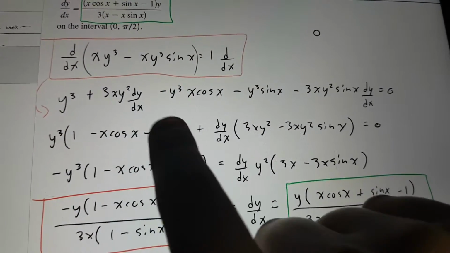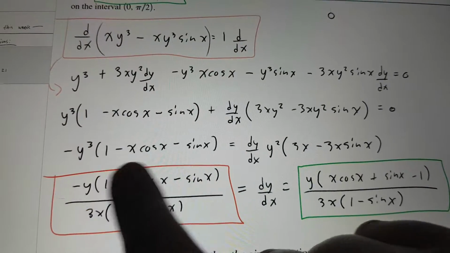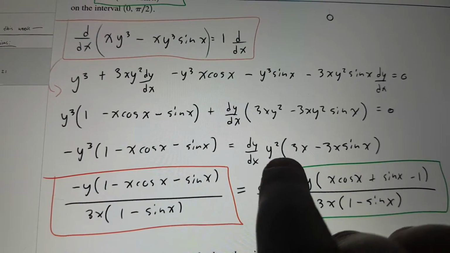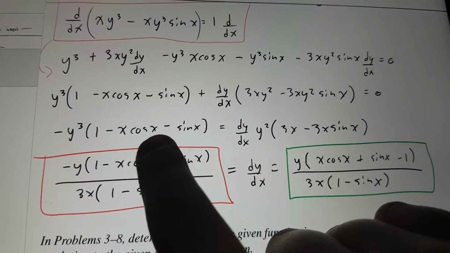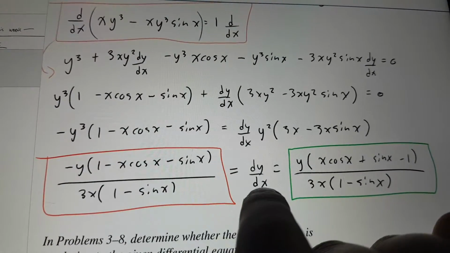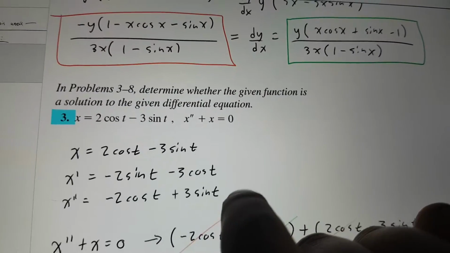Plus, and I'm also going to factor out the y prime terms. And then I'm going to get this, and then dy/dx times this stuff. And if I take this and divide it by that, I'll say dy/dx equals this, which is the same thing we started with. So that works.